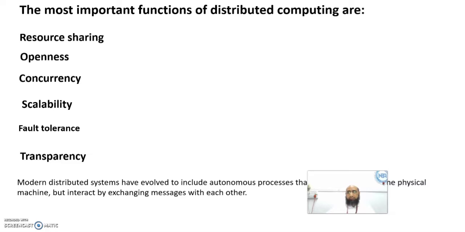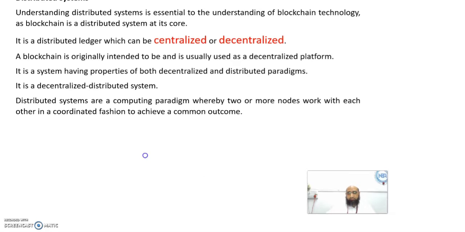So these are the very basic things you must know to understand how blockchain technology works. The underlying concept which runs behind blockchain technology is the distributed computing system. So understanding distributed systems is essential to understanding blockchain technology, as blockchain is a distributed system at its core. It is a distributed ledger. In the last class I told you a ledger is nothing but, as we keep registers in the bank, the same thing: we have different blocks where we save the information about the transactions.